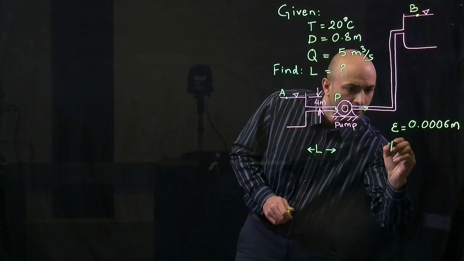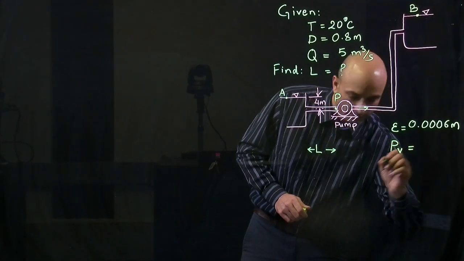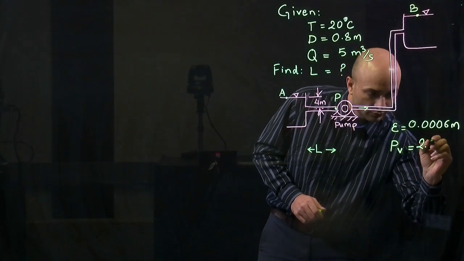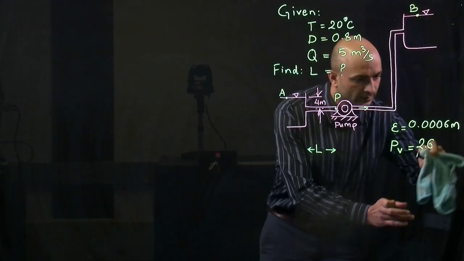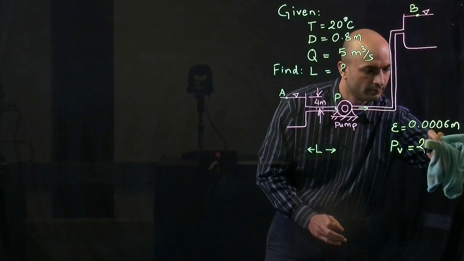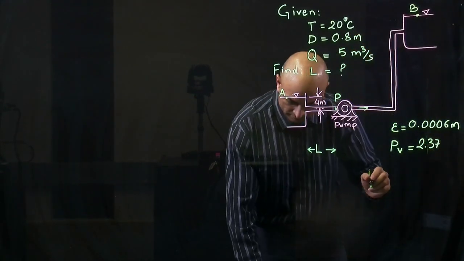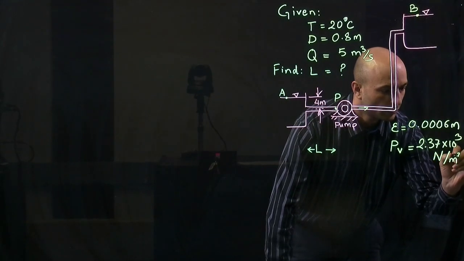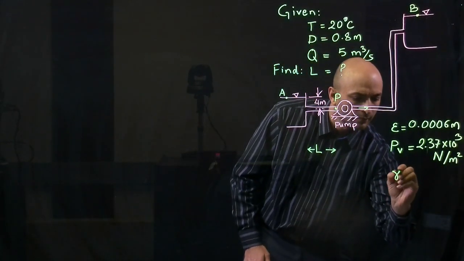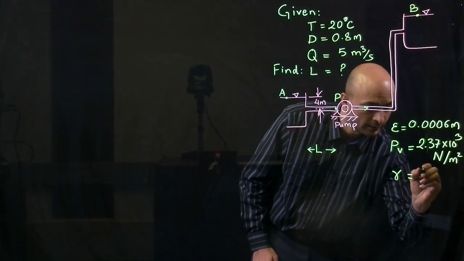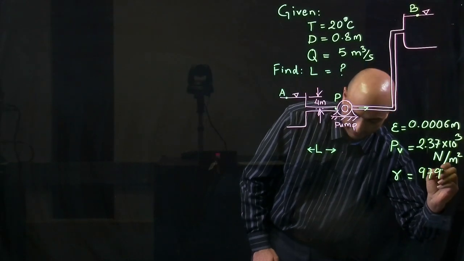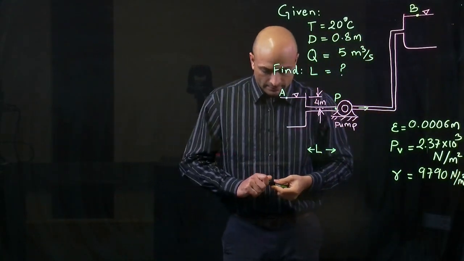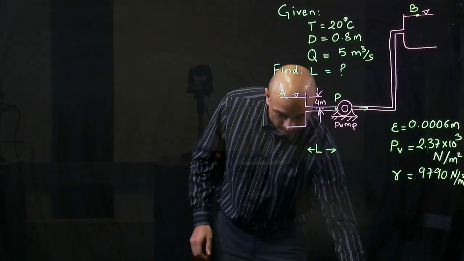So let's add the vapor pressure of water at 20 degrees centigrade, 2.37 times 10 to the power 3 Newton per meter squared. And also let's add a specific weight of water, 9790 Newton per meter cubed.